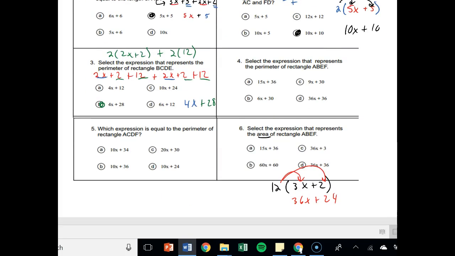So, sorry, was it 2? My fault. Oh, I messed up. It was 3. Notice how I was like, I don't see a 24. I must have messed up. I went back and made sure I got the right number. So 12 times 3, 36. So D is your answer.